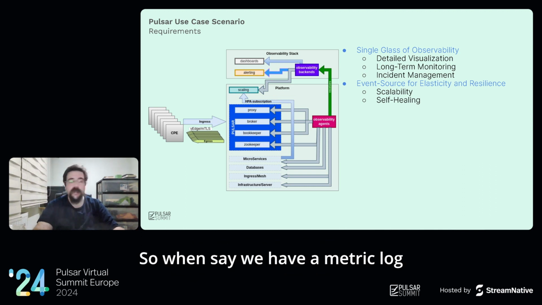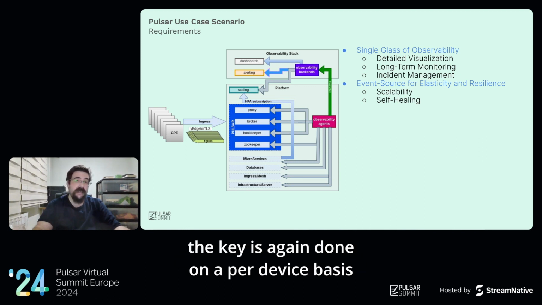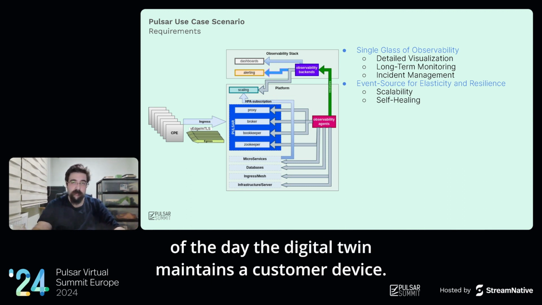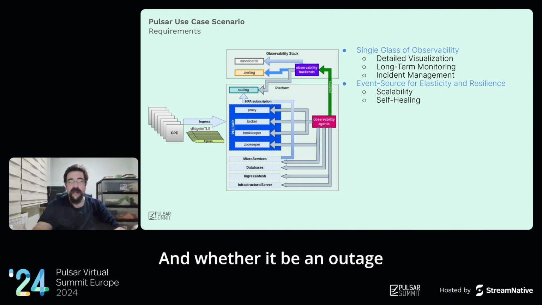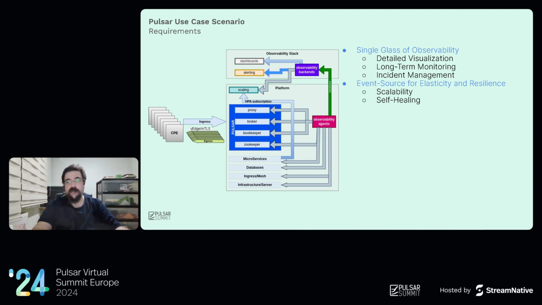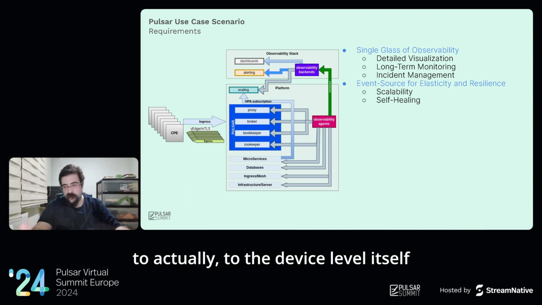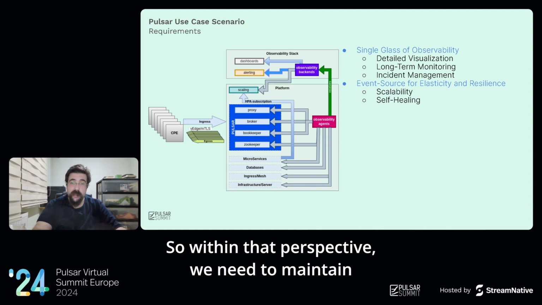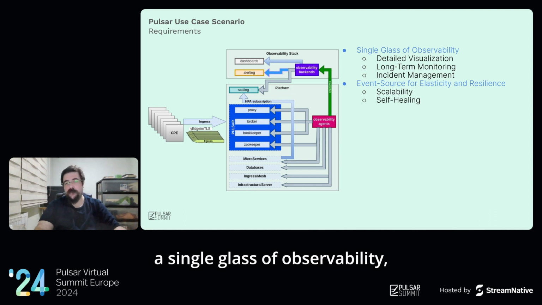So when, say, we have a metric, a log, and a trace component, the keying is again done on a per device basis, because at the end of the day, the digital twin maintains a customer device, and whether it be an outage or an issue, we need to be able to drill down to the device level itself to do our root cause analysis. So within that perspective, we need to maintain a single glass of observability.